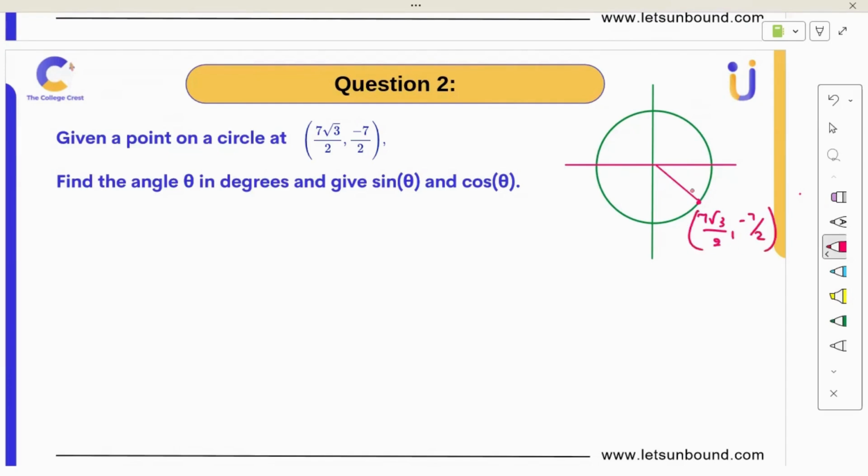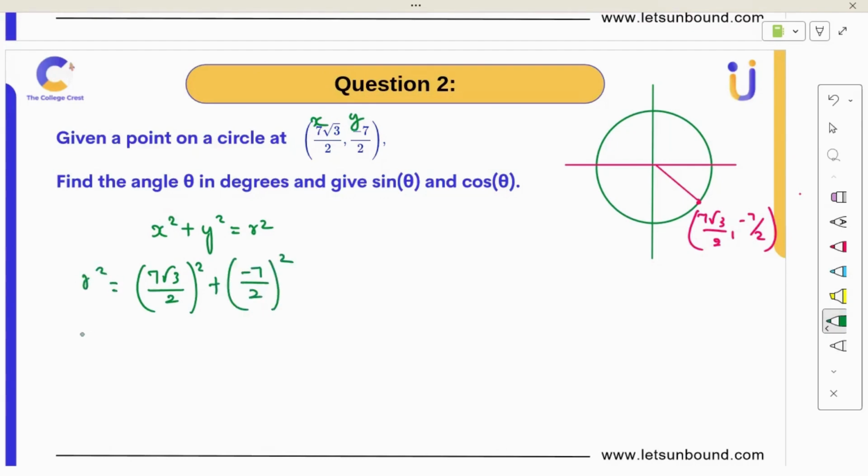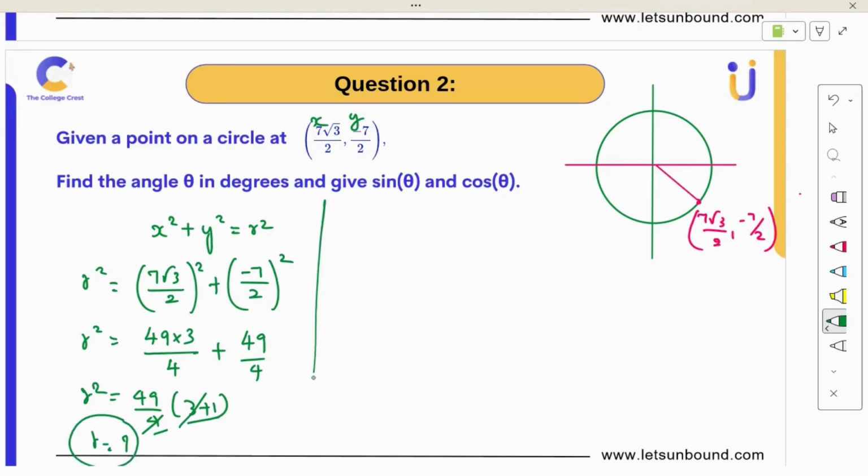And how can you find the radius? Very simple. It's x squared plus y squared equal to r squared. This is your x, your y. You can find r squared. (7√3/2) squared plus (−7/2) squared is r squared. I'm writing it like this. So r squared is 7 squared, 49, times 3 over 2 squared, which is 4. And this one is 49 by 4. Let me take 49 by 4 common, and what I will get is 3 plus 1. This is also 4, this 4 cancels. So you get r squared is 49, so the radius length r is 7. Okay, I got r is 7. Now how can I find sin theta and cos theta?